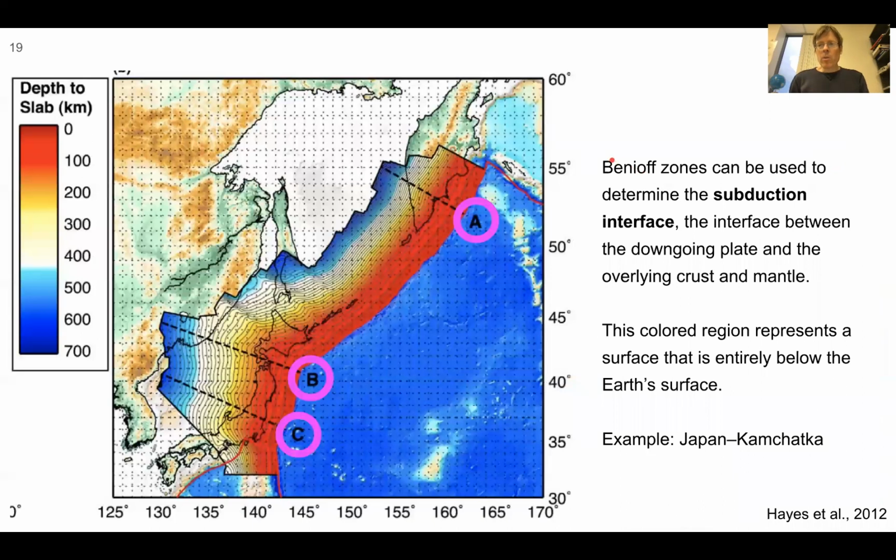So these Benioff zones can be used to determine the subduction interface, which is the interface between the downgoing plate and the overlying crust and mantle. So this colored region represents a surface that is entirely below the Earth's surface. So when we look at these, we have to be thinking this is something underneath that's cutting through the Earth, but essentially it's the top of the Pacific plate after it goes under the trench, as shown right here.